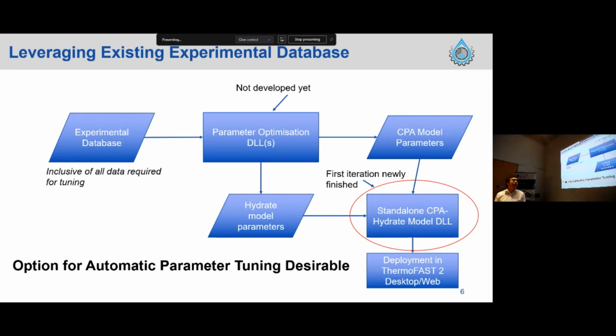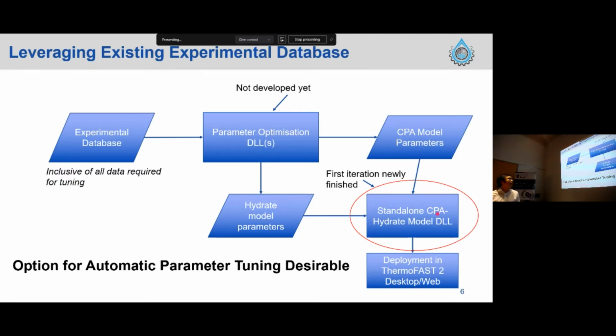This is an overall picture of how we can leverage the experimental database. This is the end game. Ideally, we have the experimental database and we hook it up with models and routines that tune both the model parameters of the fluid equation of state and the hydrate model, which is then fed into our standalone hydrate model that we have currently active.